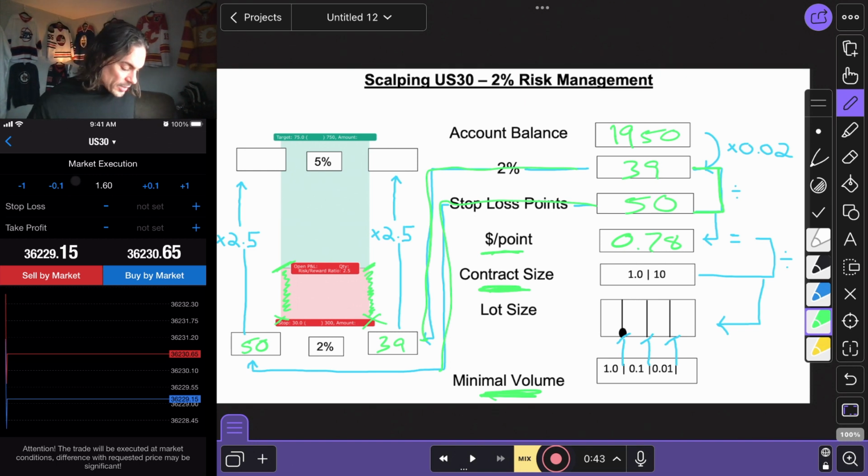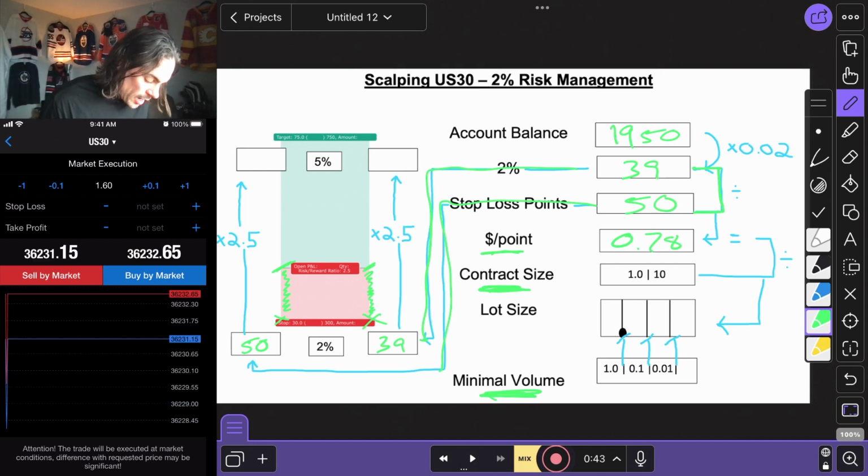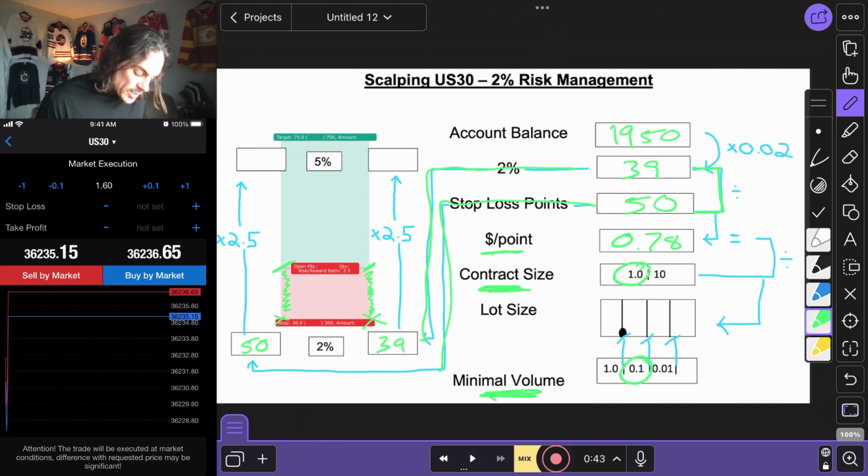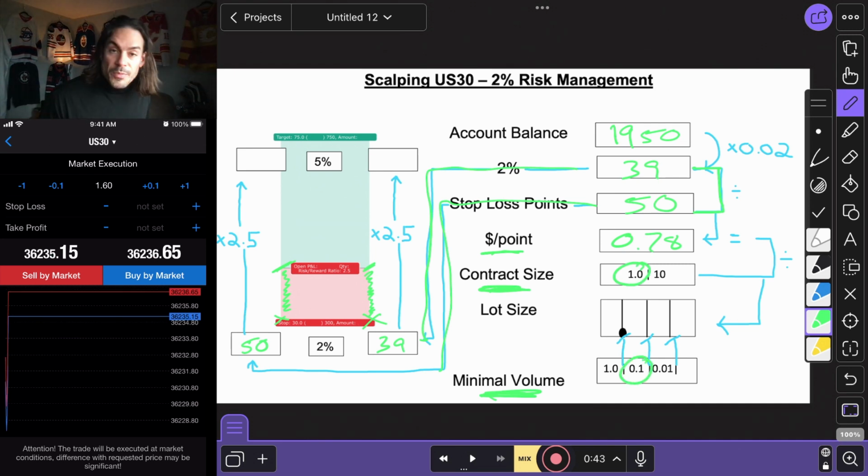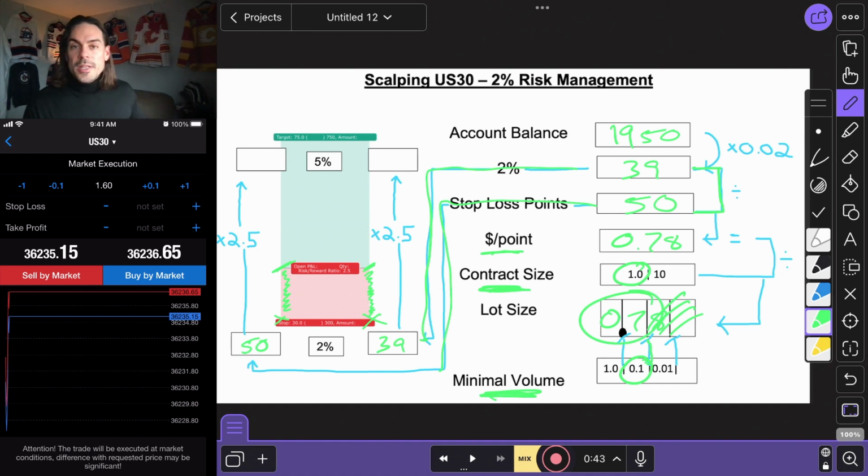All right, let's go back to my lot size. So now I know my contract size is a 1 and I know my minimum volume is a 0.1. So I'm going to follow my math here. I'm going to take my 0.78 and divide it by 1. Not a lot of work to be done there. So 0.78. And now I'm going to be rounding. Now I can only round to a 0.1. So I'm going to follow up my line here, and I'm basically going to scratch these out, and this is going to be my lot size at 0.7.